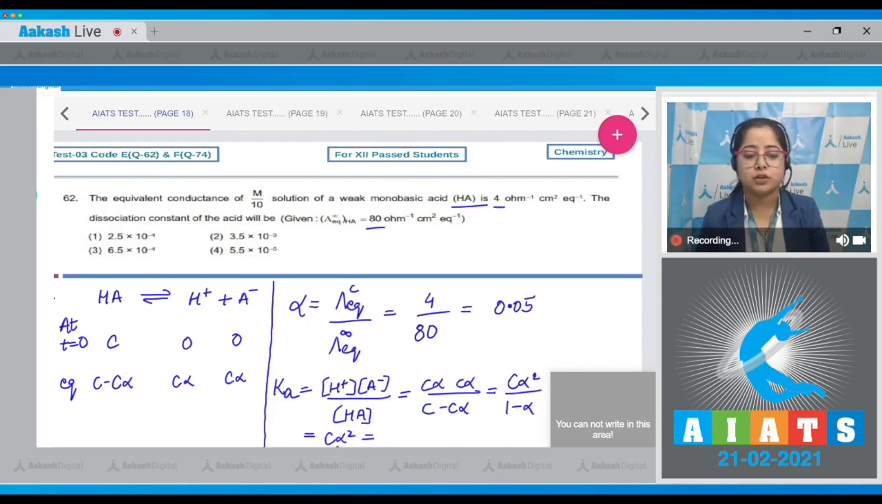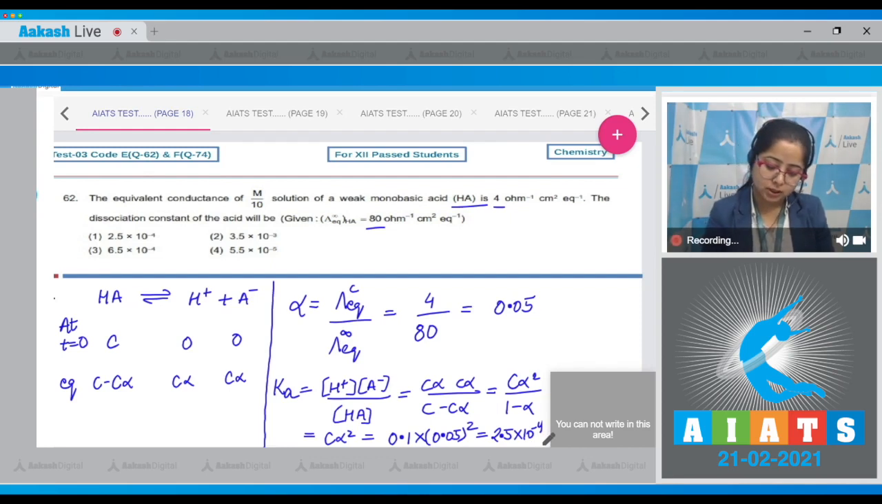Now let's put the value of concentration and alpha in this equation. The value of concentration is 0.1. The value of alpha is 0.05. We have to square this, which is ultimately equal to 2.5 into 10 raised to the power minus 4. That means the correct answer is option number 1.